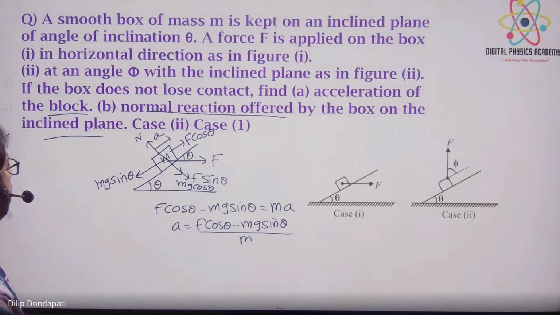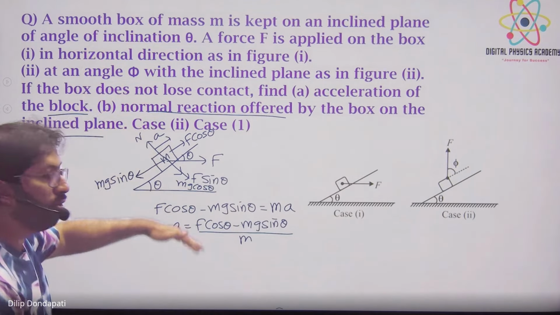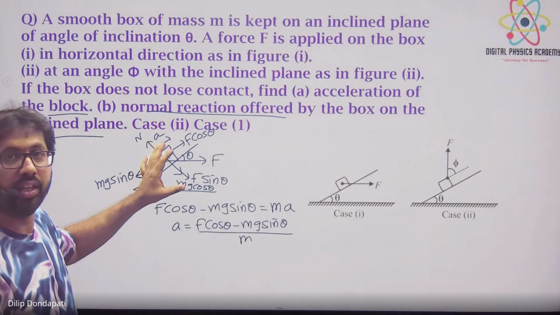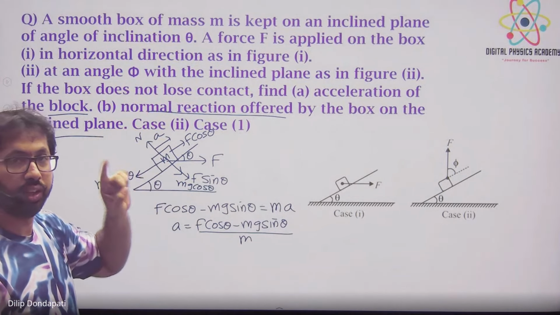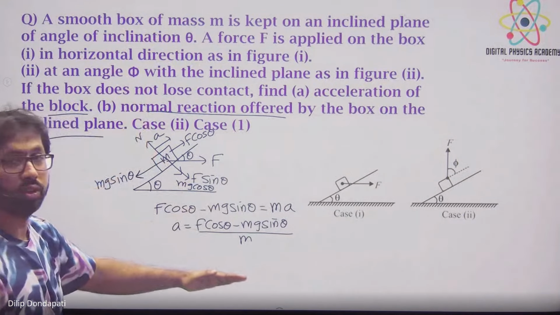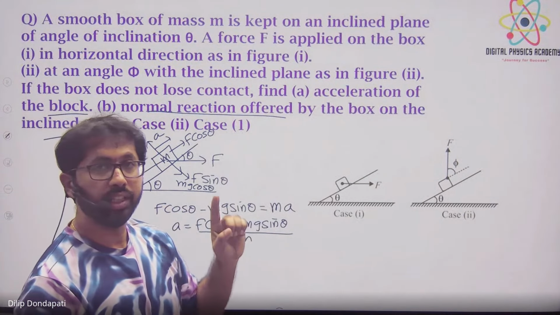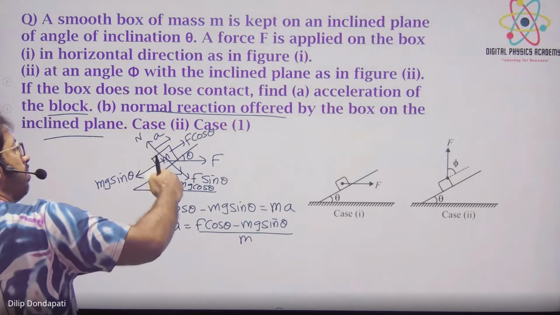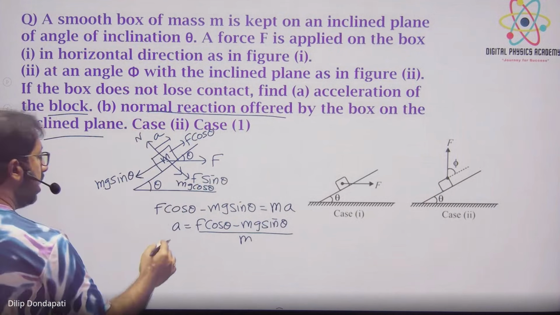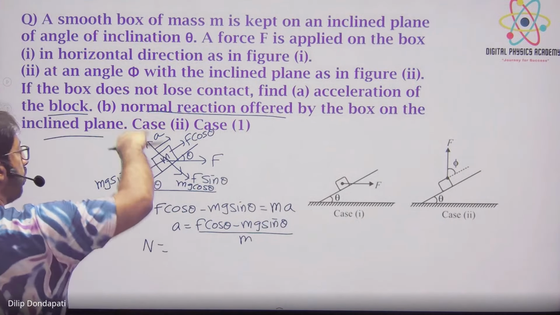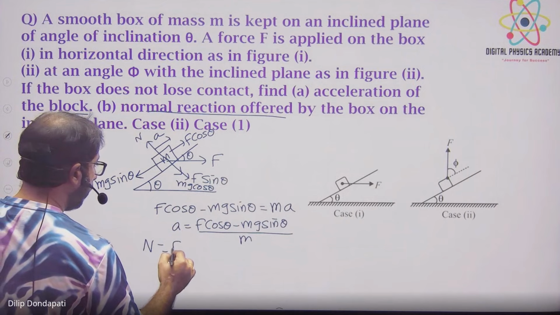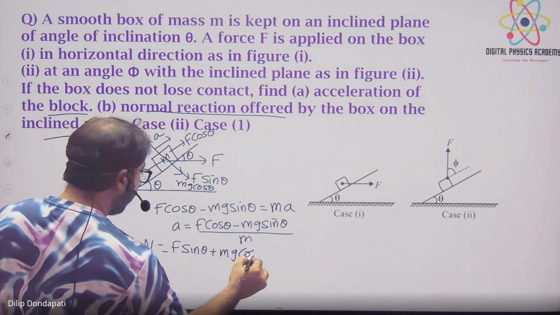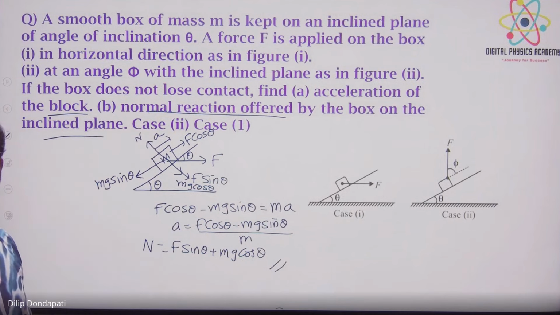Now normal reaction. See, vertically they are in equilibrium or not? Vertically, is the object flying away? No, right? Vertically the object is stable, it is in equilibrium. So we have to equate upward force equal to downward force. The object is not flying away, it is moving along the incline. Horizontally it is moving, but vertically it is in equilibrium. Therefore N, the upward force, is equal to the downward force. So N equals F sin theta plus mg cos theta. Done. This is the normal reaction, this is the acceleration, first case.